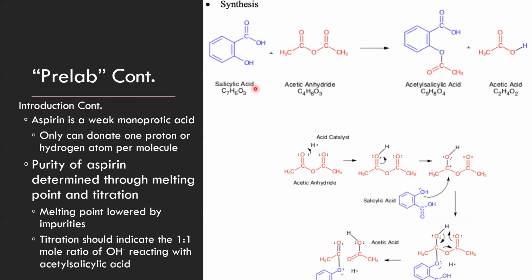And then here are some of the chemical equations that I want to see in your guys' intro. And then here is basically the answer. Aspirin is a weak monoprotic acid. I'm sure that's in your guys' lab manual.